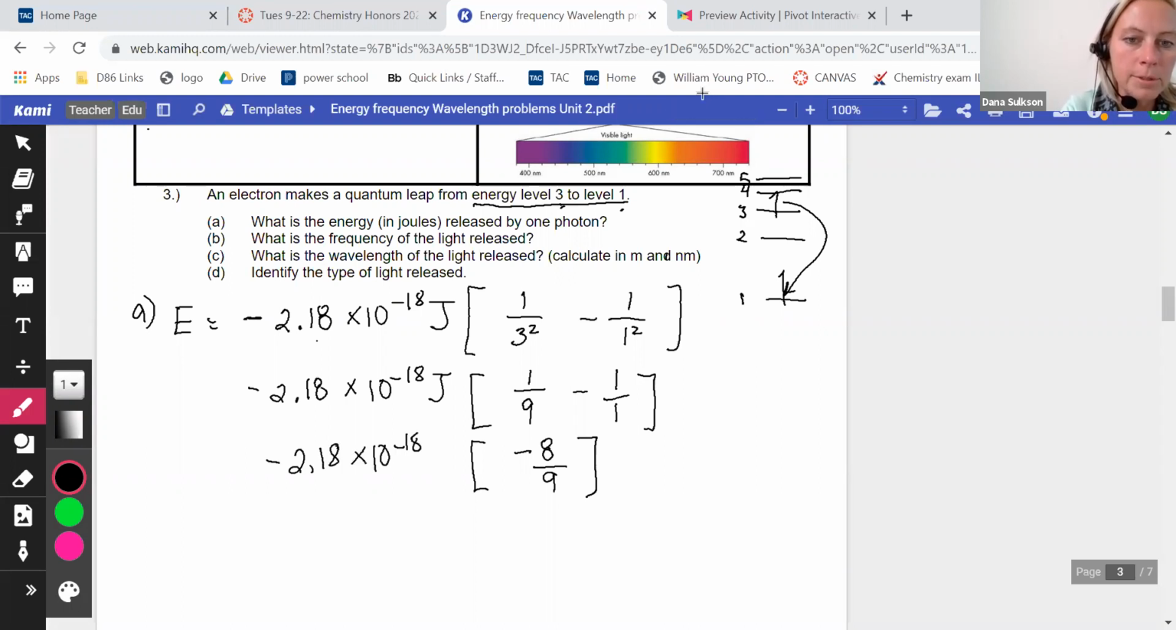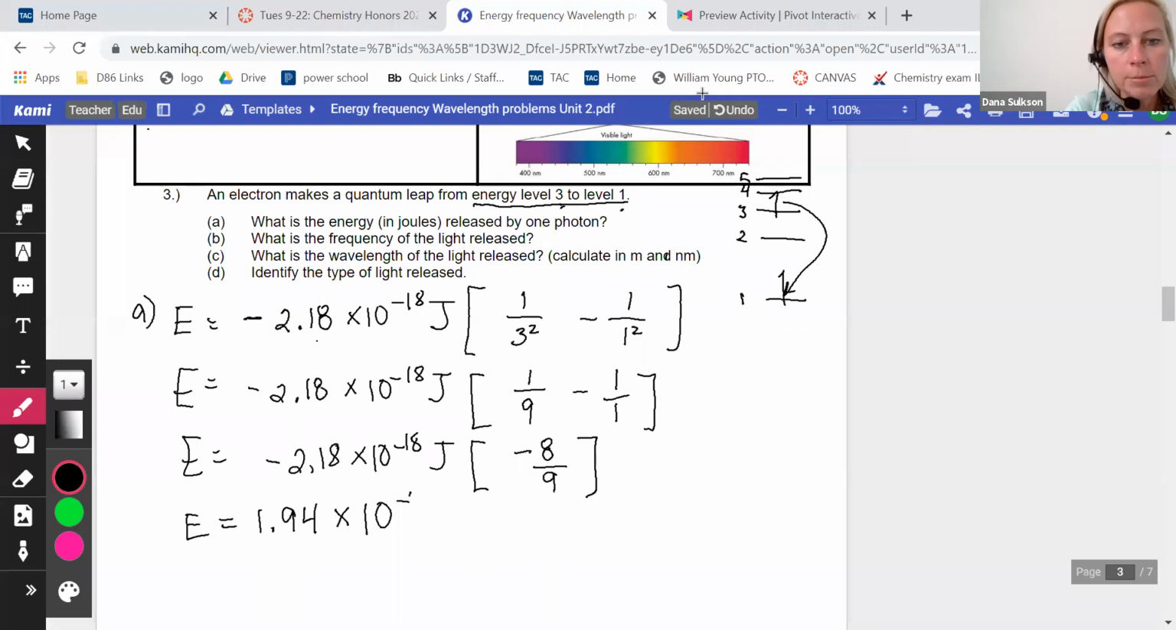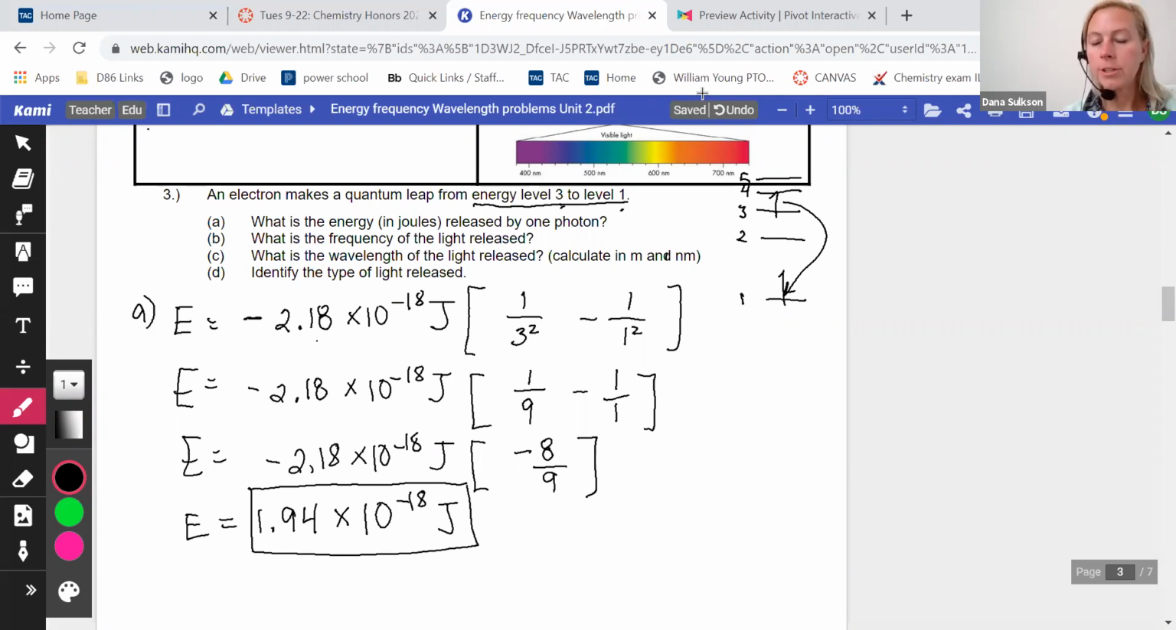Now it's times 10 to the negative 18. Energy. So now you're going to multiply. 2 negatives is going to give you a positive answer, and you're going to solve for energy. You should get 1.94, or you can use 3 decimal values, times 10 to the negative 18 joule. Box it in so it's very clear that you know that that's the answer.